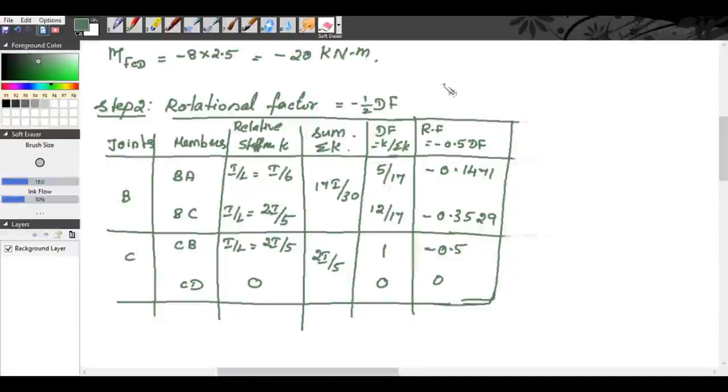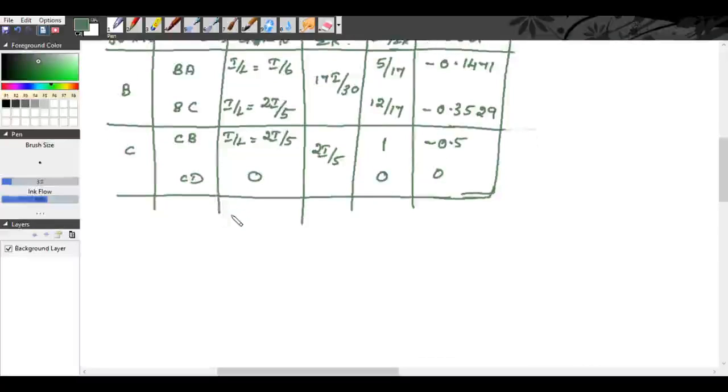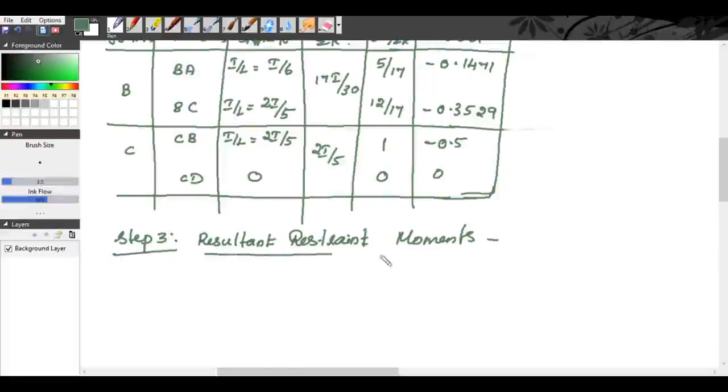Now we will move on to our third step. Our step 3 is finding the resultant restrained moment. So we know how to determine the resultant restrained moment. We will find the resultant restrained moment for all intermediate joints. So we have the intermediate joint at B and intermediate joint at C.